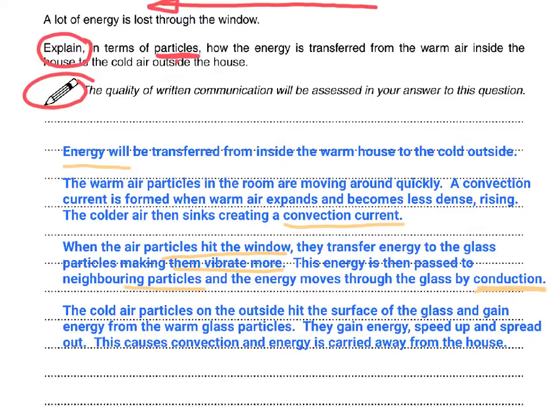So obviously, classic conduction explanation about increasing vibrations being passed on to their neighbours. Then finally, of course, the energy travels through the glass. So then what you have on the outside is you have the cold air particles hitting the surface of the glass and gaining energy from the warm glass particles. They gain energy, speed up and spread out, and this causes convection and energy is carried away from the house.